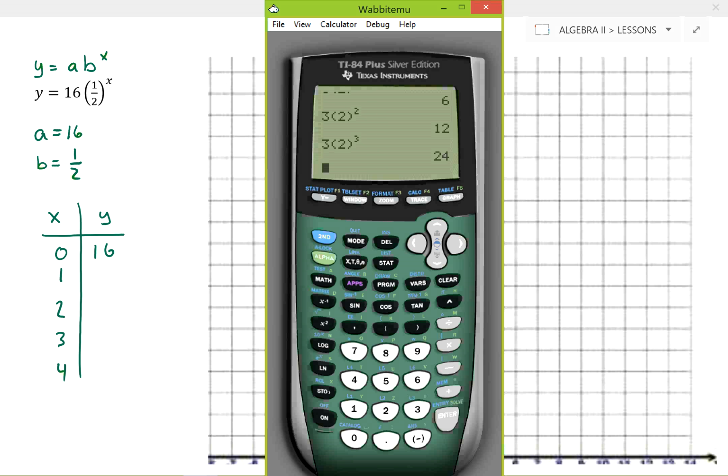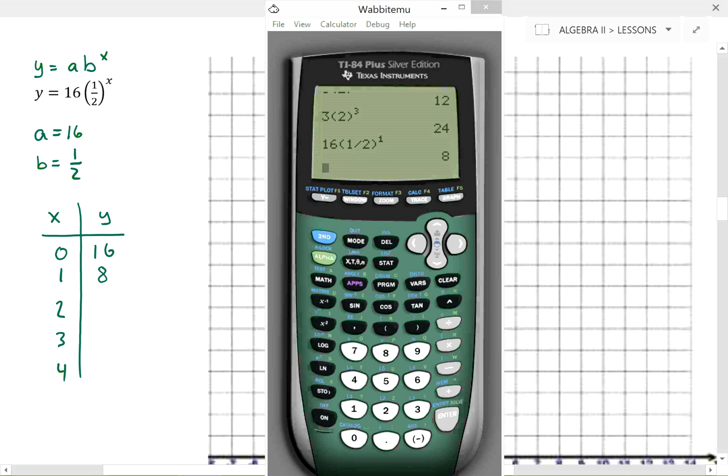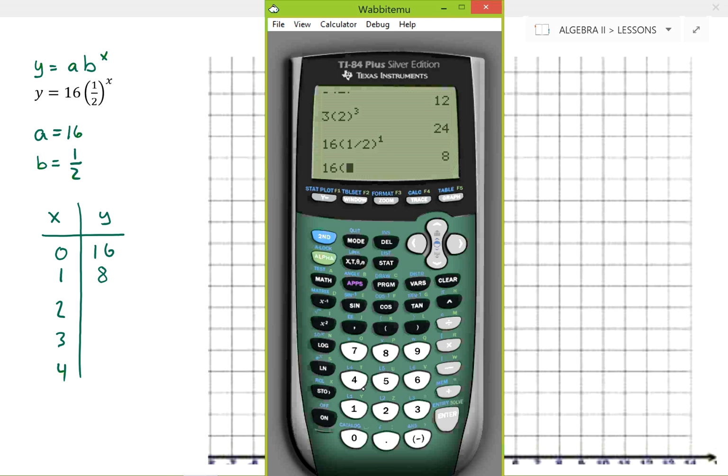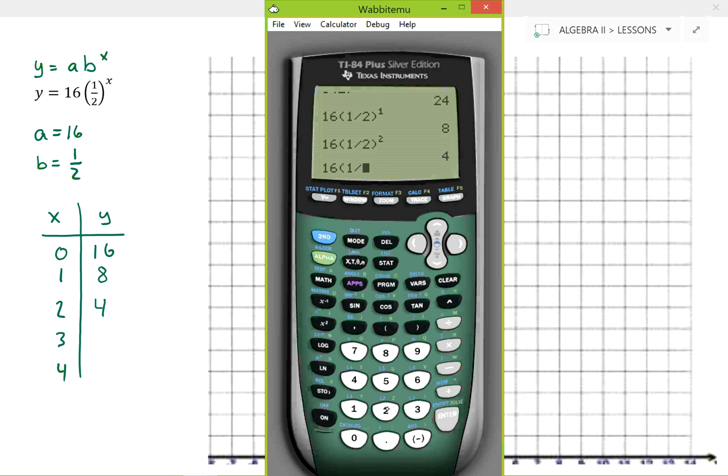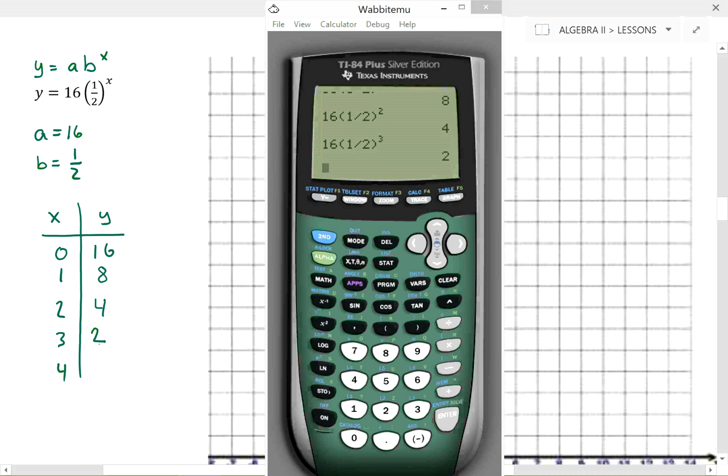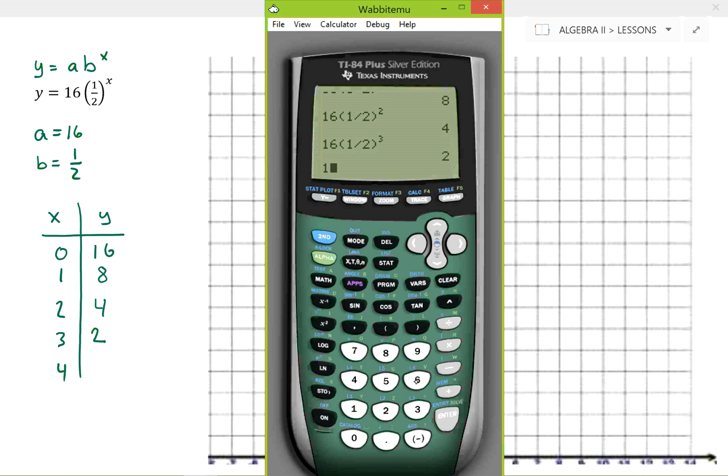Okay, we need to do an x value of 1. So that's 16 times 1/2 to the first power. We end up with 8. Now we need to do 16 times 1/2 to the second power, and we end up with a 4. We do 16 times 1/2 to the third power. We end up with a 2. And last but not least, let's do 16 times 1/2 to the fourth power. We end up with a 1.